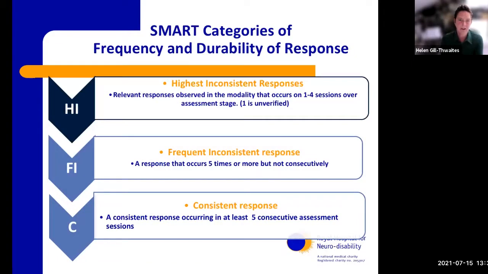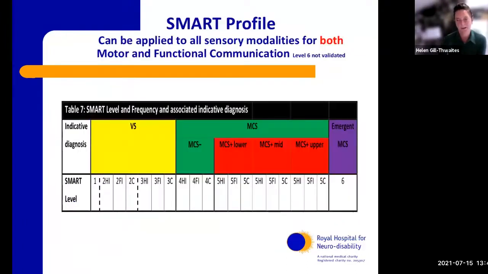So the categories of frequency and durability of SMART: the highest inconsistent responses, looking over the 10 sessions, is 2 to 4, basically. 1 is unverified. If it occurs 5 times or more, but not consistently, it's frequent inconsistent, and a consistent response is 5 in a row or more. And from that, you can create a profile. Thank you. Next page. You can create a profile, as you can see here, and you can start to see what level they are and what frequency that response is. And you can do that for both motor and communicative response.